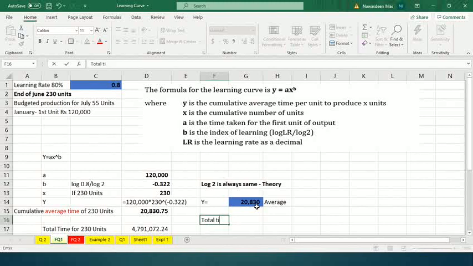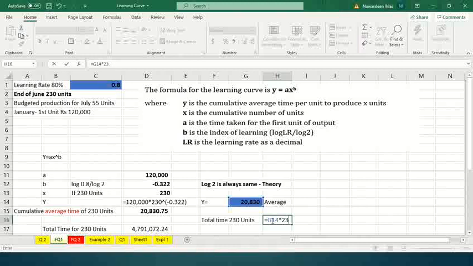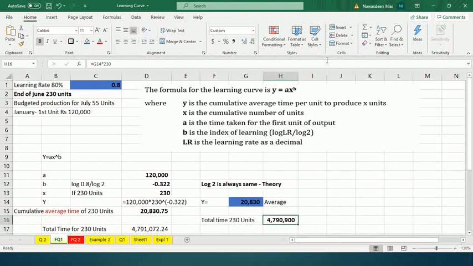එතකොට ඒකක 230ක් හදන්න යන සමස්ත කාලය නැත්නම් මුළු කාලය බලන එක කොහොමද? Per unit time multiplied by output. එකකට යන කාලය වැඩි කරනවා මුළු නිමවුම් ප්‍රමාණය. So we can find this will be the total time or cost.